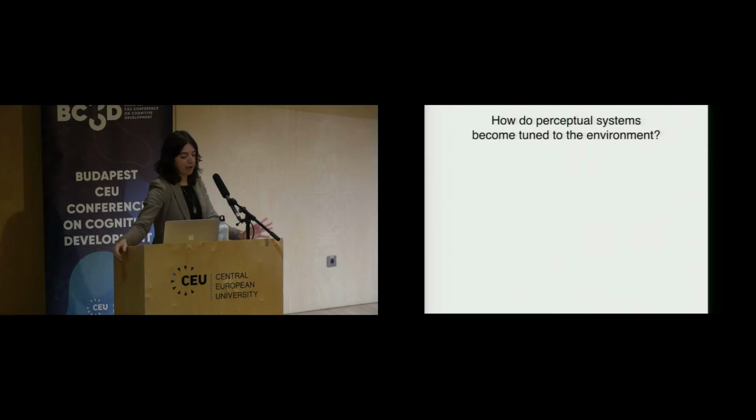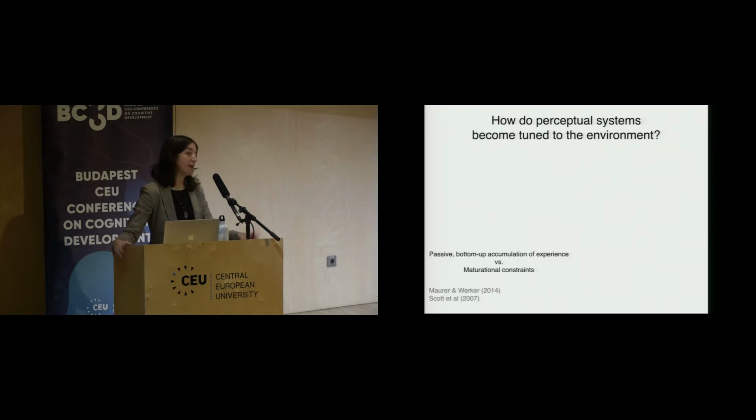So again, my broader question is, how do perceptual systems become tuned to the environment? And by and large, we've thought about two potential mechanisms by which this might occur in the past. So one would be a passive bottom-up accumulation of experience on one hand, or maturational constraints on the other. And I'm not going to mediate between either of these. I think there's good evidence for both.